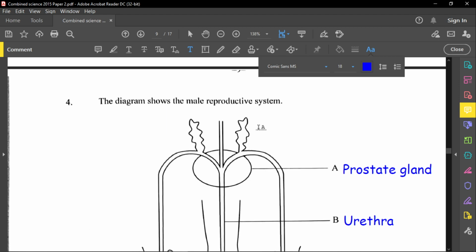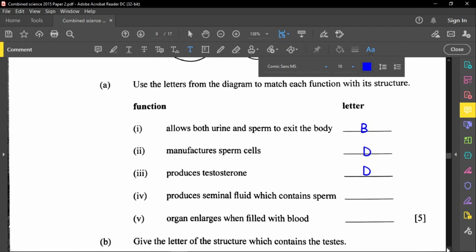Let me just put seminal vesicle right here for you. So that also produces fluid as well. And again, the small one is called the bulbourethral gland or the Cowper's gland. All right, and so the answer here will be A, which is the prostate gland. This is A. And then it said organ enlarged when filled with blood.